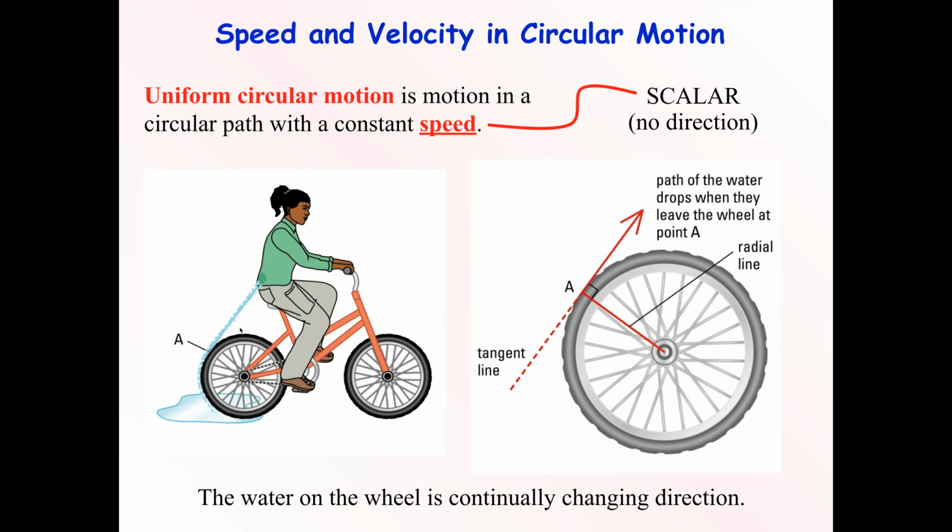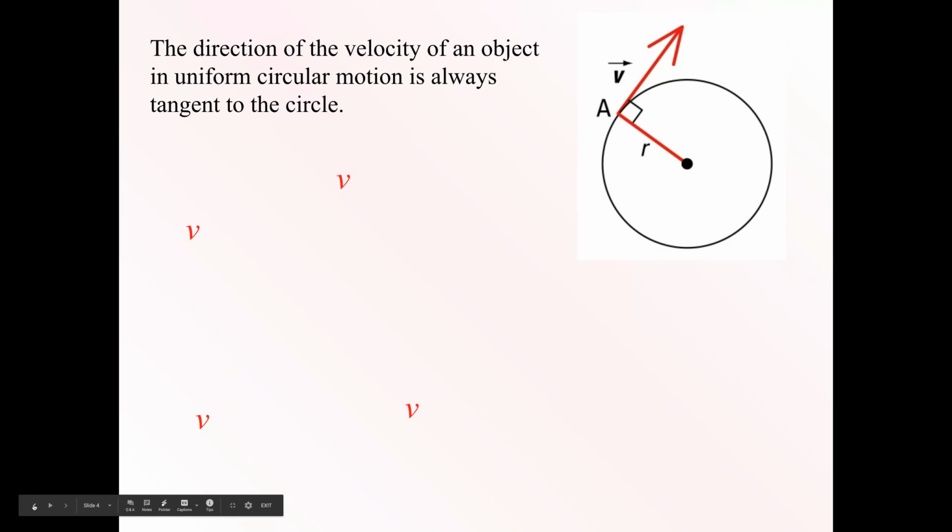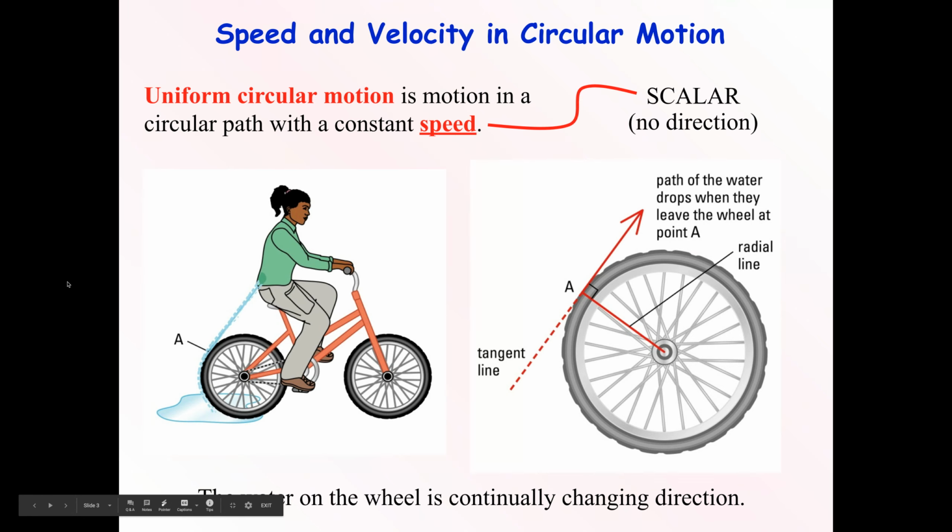This girl is riding on her bike. She rides through some water, and it sprays up on her back. The path of the water drops when they leave the wheel is at point A. Here's our radial line, our radius, and our tangent line is always where it leaves the point on the wheel. The water on the wheel is continually changing direction. That's why we use speed and not velocity.